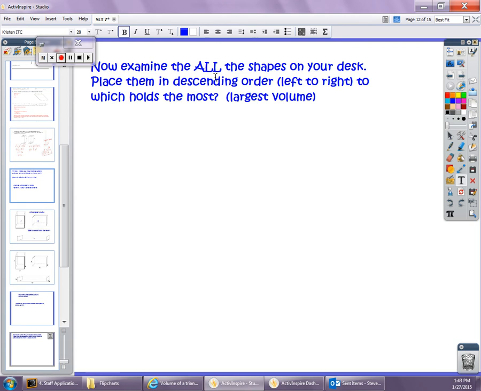Now, examine all the shapes on your desk, and now put them in descending order, left to right, which you think would actually hold the most. And this is more of a thinking. We're not going to actually go over the exact answer. Just write down from left to right what you think. Is it the cone that would hold more than a rectangular prism? Most of them would probably have about the same height. So I'm just curious, and we're going to talk about this first thing tomorrow. Which do you think would hold the most? Or which one would have the largest volume?